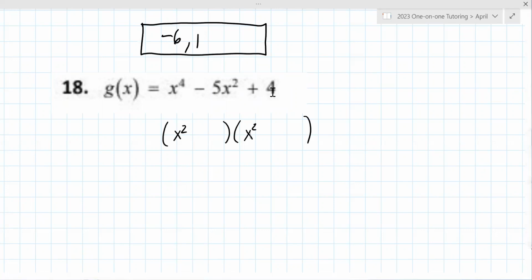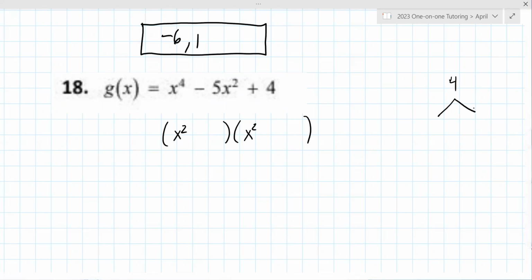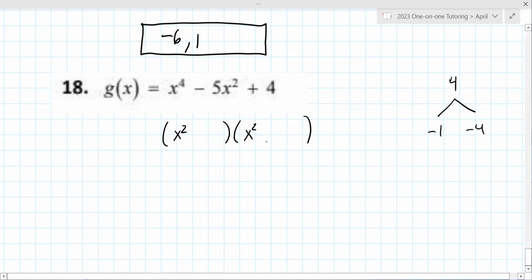Squared, squared. Then don't I multiply the -5 plus 4 together? No, you multiply two numbers to get 4 and add to -5. Oh, and add to -5, yeah. -4 and -1. Okay, so those are the numbers that go inside here.